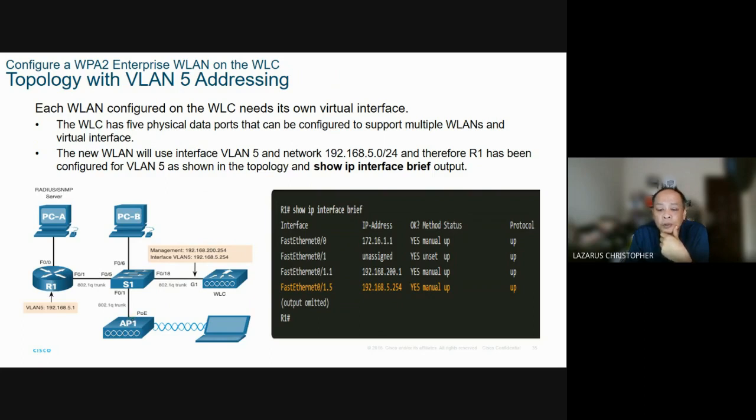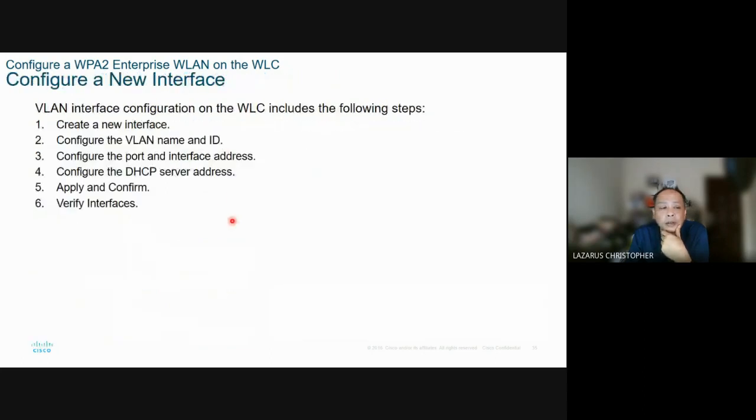So if you want to configure a VLAN interface on the WLC, the steps are: create a new interface, configure the name and ID as usual, right? You give an ID, VLAN 5, 6, or 10, and then its name. Configure the port and interface address, configure the DHCP server address, apply, confirm, and verify. Let me test the interface, right?